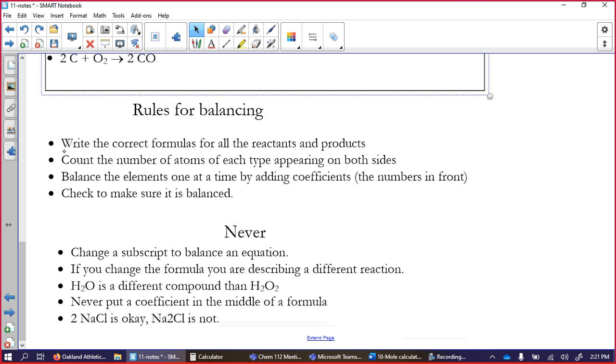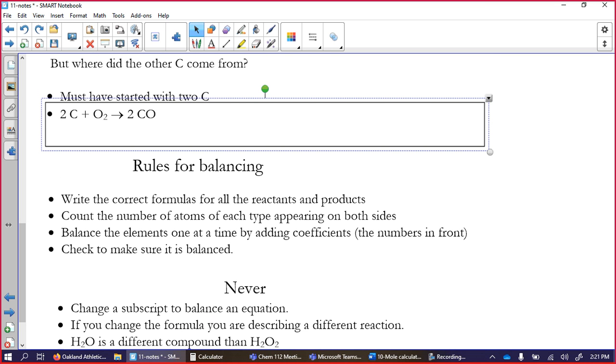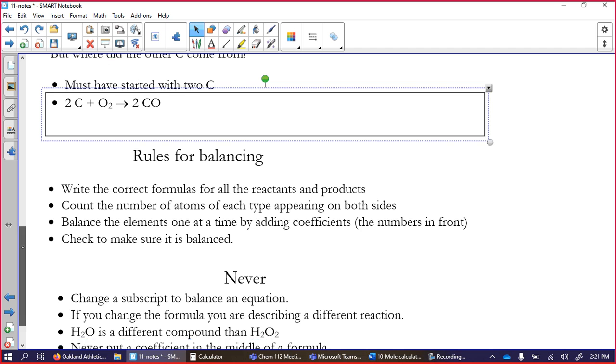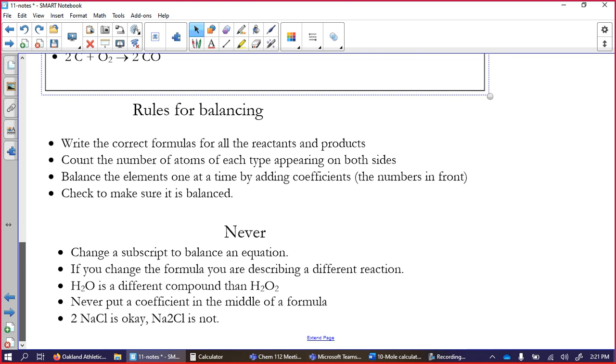Rules for balancing. Write the correct formula. Normally for balancing we give you the equation. You just have to do your counting, count the numbers, balance the elements by adding coefficients. You are only changing the numbers in front. You never change a formula, because then you mess everything up. So never change subscripts.